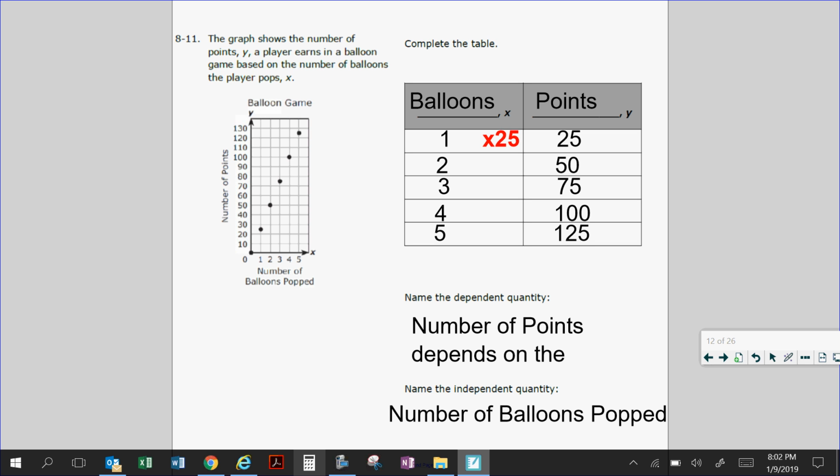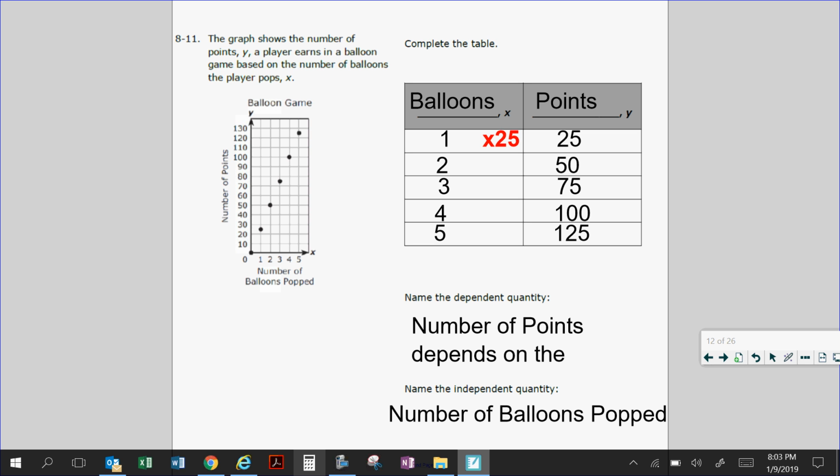So fill out this table. 1 balloon pop is 25 points. 2 balloons pop, 50 points. 3 balloons pop, 75 points. 4 balloons pop, 100 points. What is the dependent and what is the independent? So you use the word depends. Does the number of points depend on how many balloons pop? Yes. So that means the dependent must be the number of points. The independent must be the number of balloons popped.